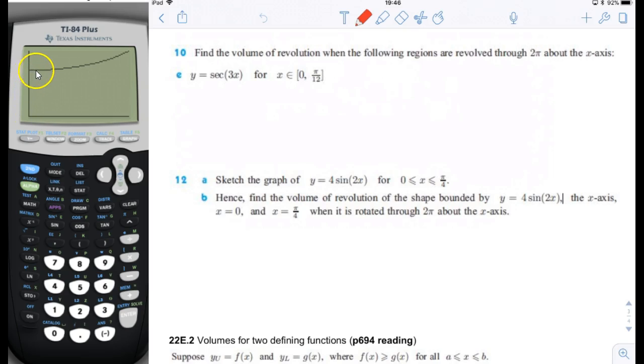The secant function is the reciprocal of the cosine function. So remember, cosine starts here and goes down, so the secant function starts here and goes up, right? Basically we're going to take that shape, from 0 to pi over 12, and rotate it around the x-axis. So it's going to look kind of like this, and we're going to cut it into cylinders like that.